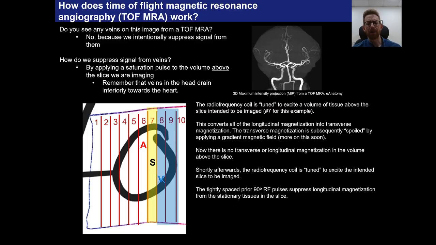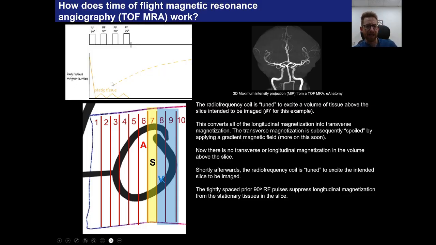The tightly spaced prior 90-degree RF pulses suppress longitudinal magnetization from the stationary tissues in the slice. Remember, that's what we were talking about in the preceding slides. This is how time-of-flight MRA works. We have multiple tightly spaced 90-degree RF pulses, which prevent any significant recovery of longitudinal magnetization from the tissues that stay in that slice, the stationary tissues. That's how we suppress signal from the stationary tissues. So now we've suppressed signal from the stationary tissues.